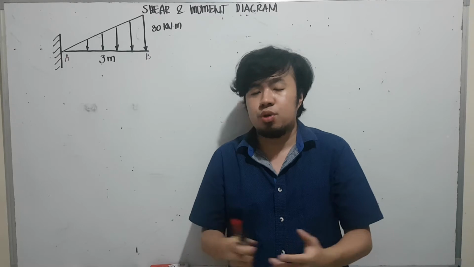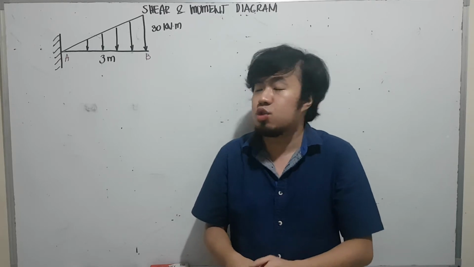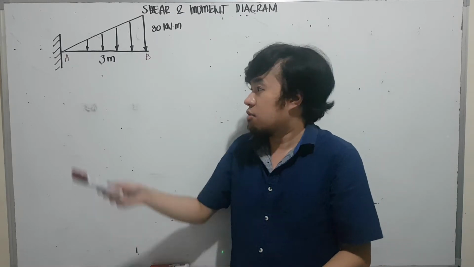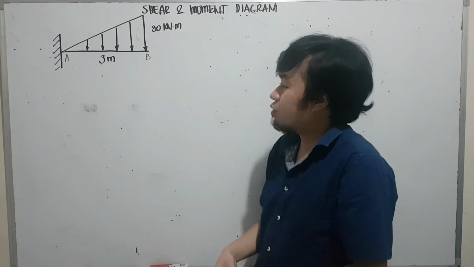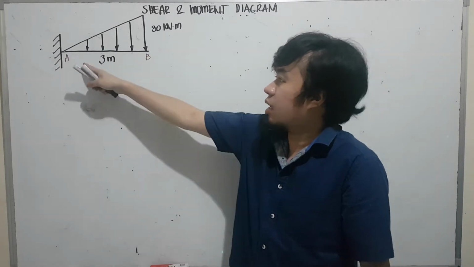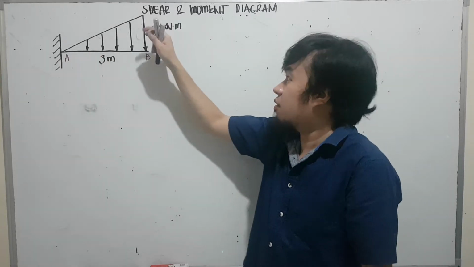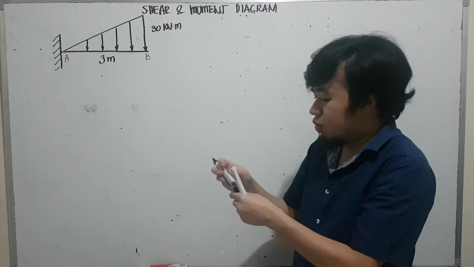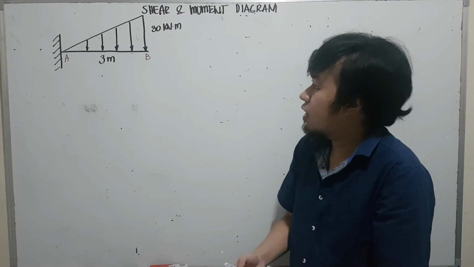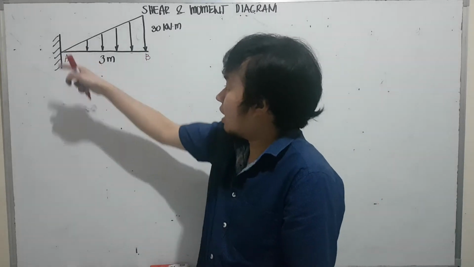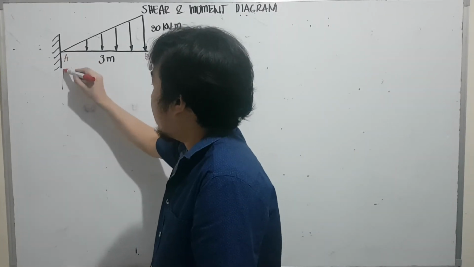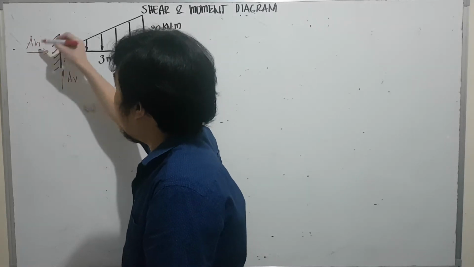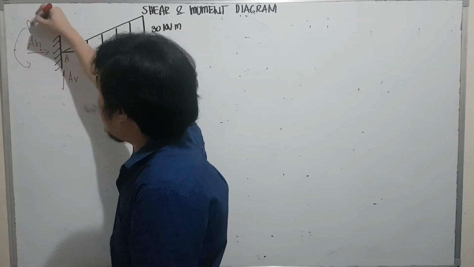So for this video, we're going to have another example in solving for the shear and moment diagram using the area method. We have here a cantilever beam, and it is loaded by a uniformly varying load of 30 kilonewton per meter. The first thing that we need to do, of course, is to solve for the reaction. And we know that a cantilever beam has three reactions: the A vertical, the A horizontal, and the moment.